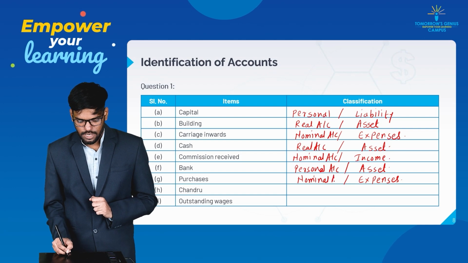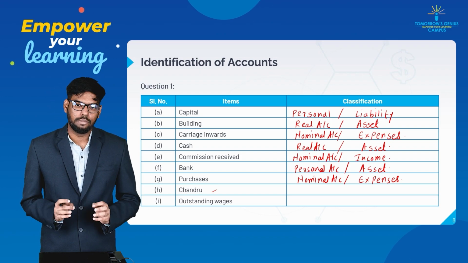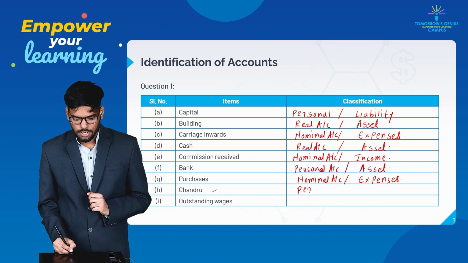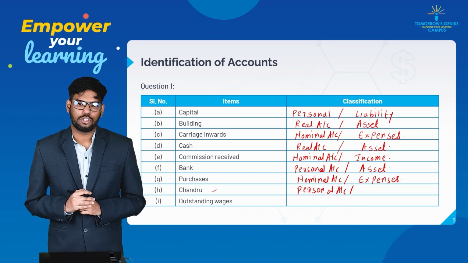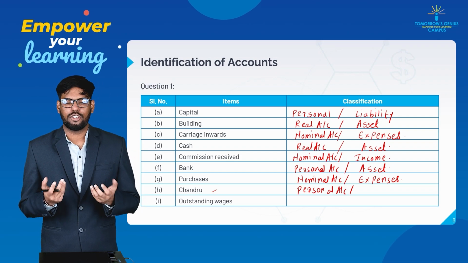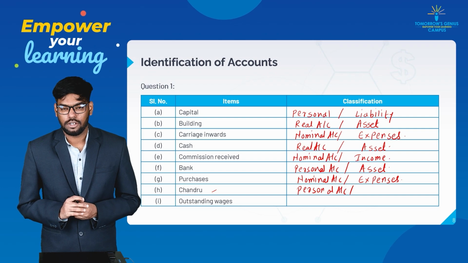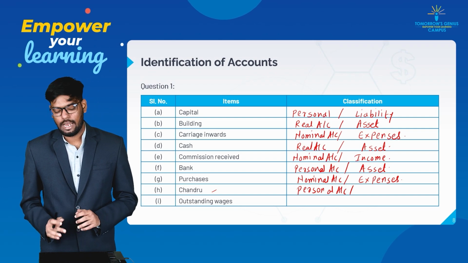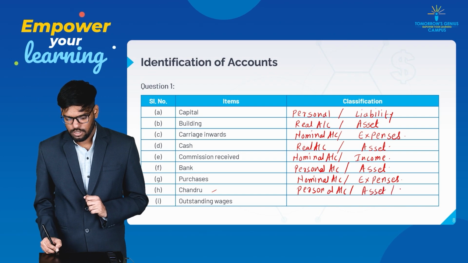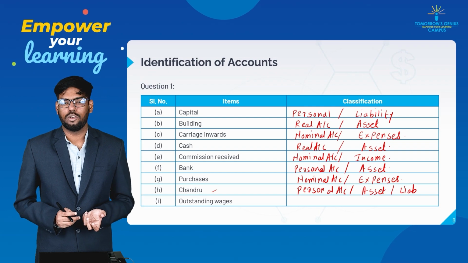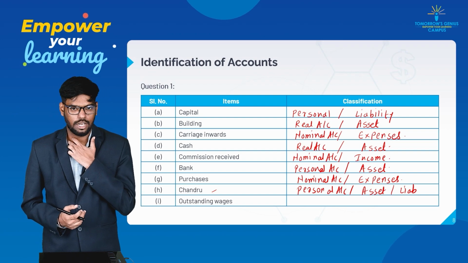Next is Chandru. Chandru is the name of a natural person, and the name of any natural person falls under the category of personal account, right? And when it comes to your modern approach, if any amount is recoverable from Chandru, then he becomes an asset. If any amount is payable to Chandru, then it becomes a liability. So it depends upon the nature of the transaction with him. So we can say it can be either asset or liability, or if he is the owner of the business and he gives capital to the business, or I can say it's Chandru's capital, then we can consider it as a capital account as well.